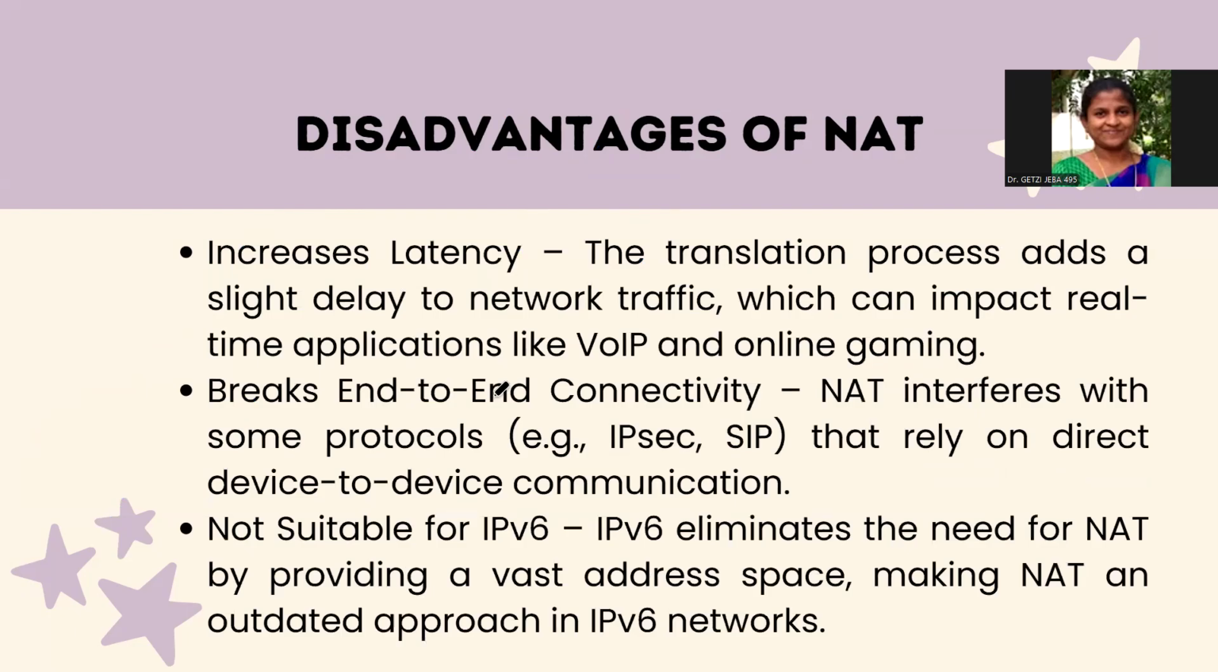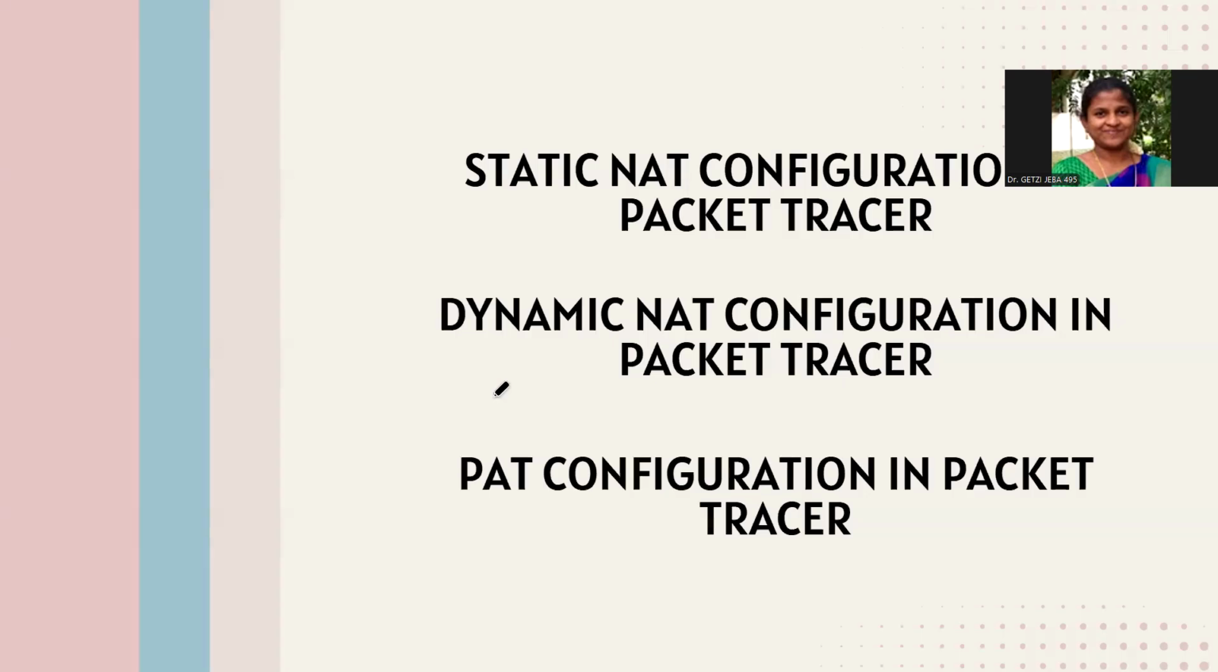There is also an increase in latency because of the translation, and there is a break in end-to-end connectivity, and it is not suitable for IP version 6. Even though NAT66 is available, it is not suitable for IP version 6. Now we'll see the Packet Tracer configuration of static NAT, dynamic NAT, and PAT.